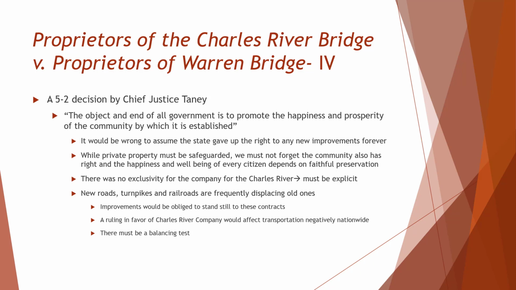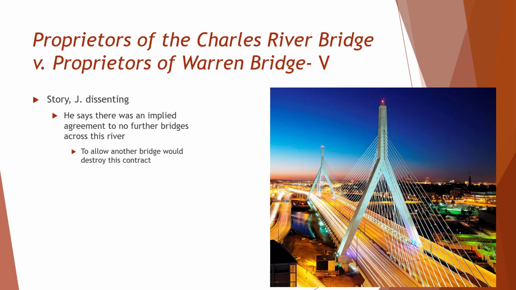So, the reason I read that, in addition, is that this is also showing a very strong support for states' rights. So basically saying, we are not going to let the U.S. Constitution, this provision, the contract clause, basically bar forever your ability as a state to make improvements for the greater good. Now, Justice Story, dissenting here, said there was an implied agreement. So to allow another bridge would basically destroy this contract.